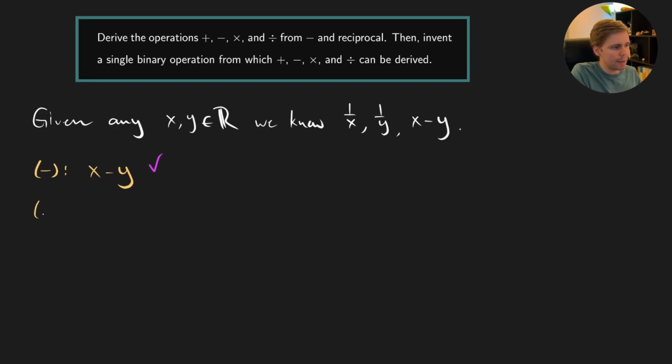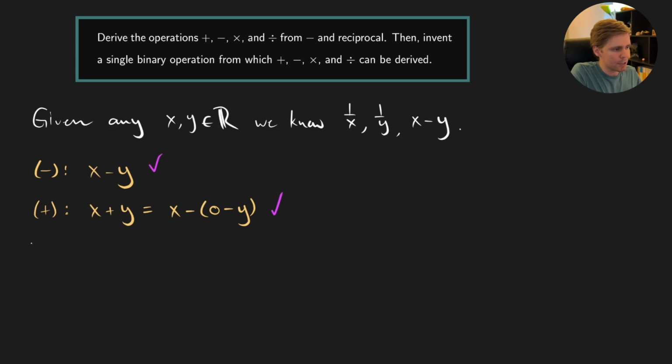Okay, so it turns out that addition is not too much harder than subtraction because it's just the opposite of subtraction. So to do x plus y, we just have to do x minus negative y. x minus negative y, but negative y is just 0 minus y. And so we are done with addition now as well. Here's how we can represent it using only subtraction.